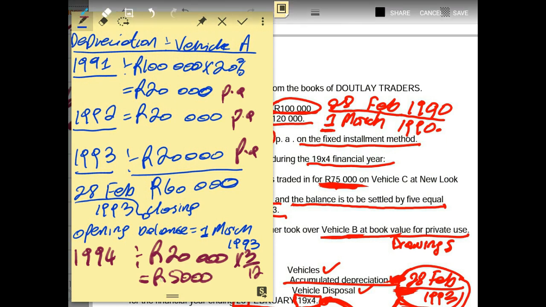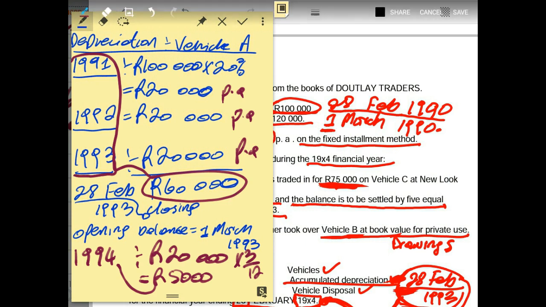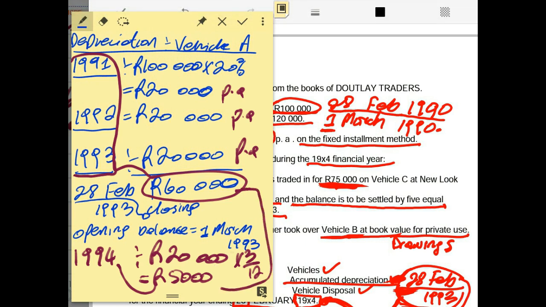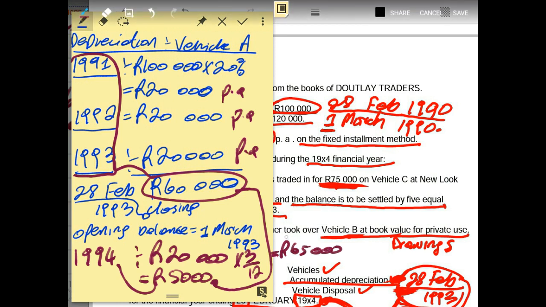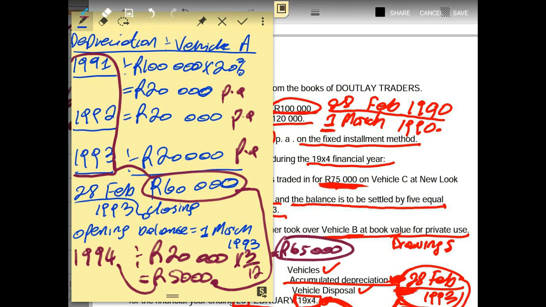So now this is the depreciation for the year 1994, and this is the total of all the depreciation for all these years from 1991, 92, 93. Therefore now we just have to add the 1994 depreciation, being an amount of 5,000 rands, and that will give us an amount of 65,000 rands. So now this is the depreciation of motor vehicle A up to the date motor vehicle A was traded in for vehicle C.